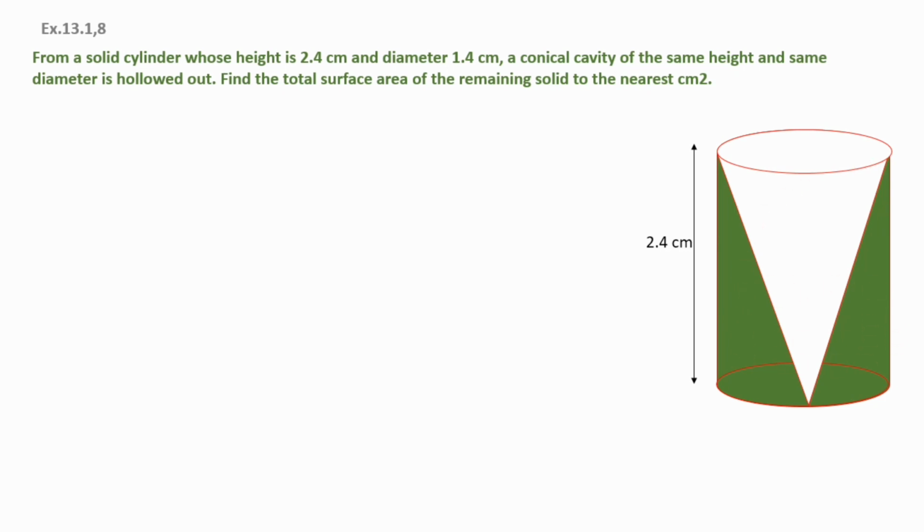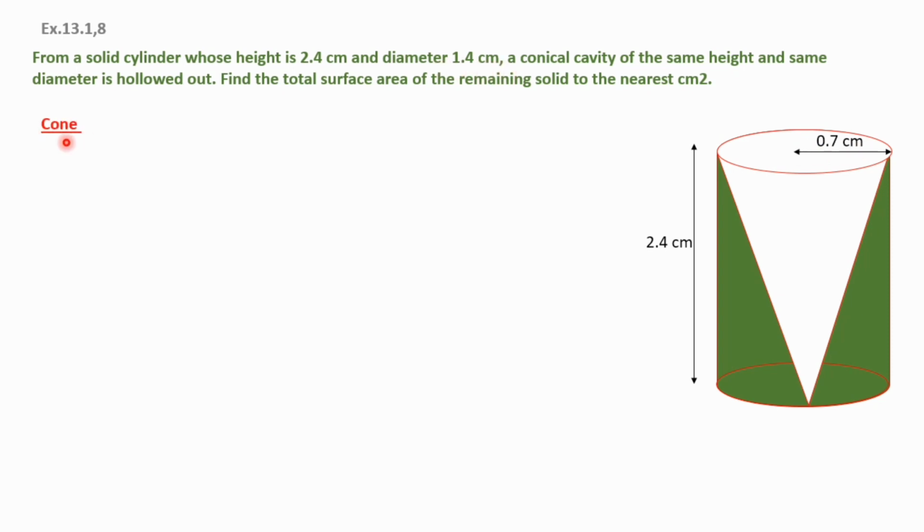And here the condition is the diameter of the cone and the diameter of the cylinder both are same, and the height of the cone and the height of the cylinder are also same. We are asked to find out the total surface area of the remaining solid to the nearest centimeter square. You must note this word nearest, that I will explain at the end. So here, since the diameter is same, the radius also will be same, that is 0.7 centimeter. Diameter is 1.4, 1.4 by 2 is 0.7 centimeter.